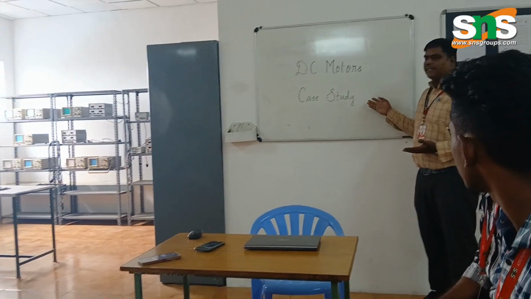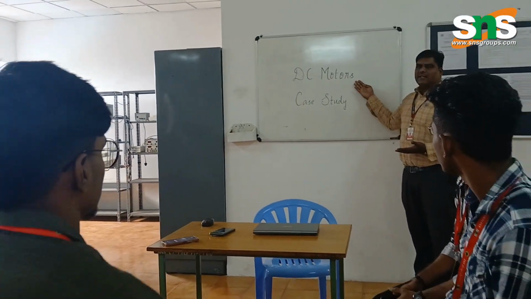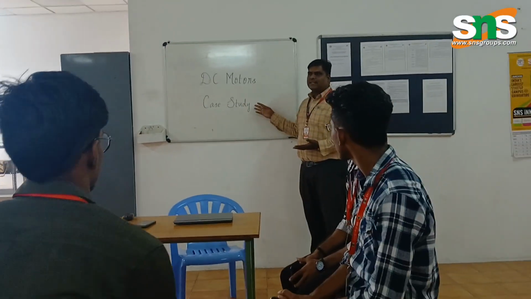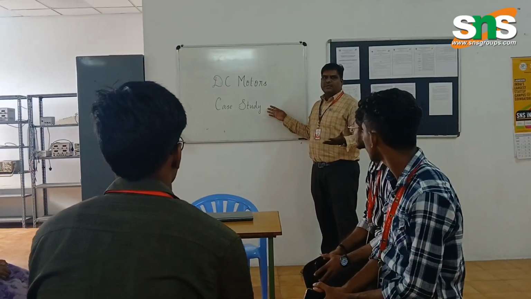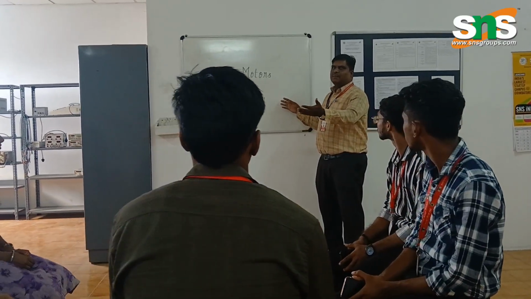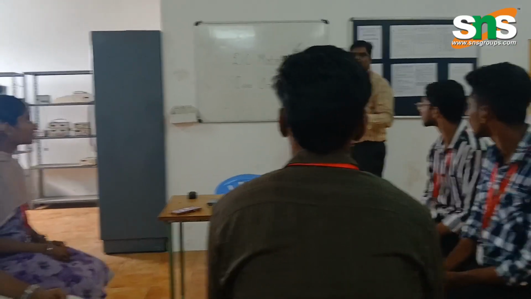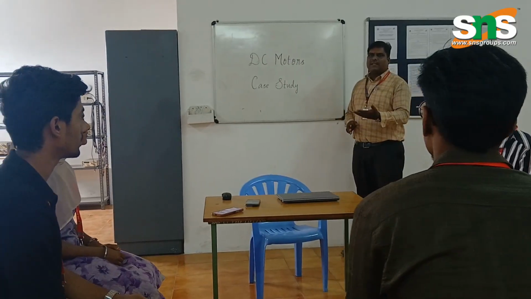Now, these students will tell how these DC motors are used in various industrial applications like renewable energy sources, railways, and some of the most familiar appliances like washing machines and mixers. Now, my student will continue.